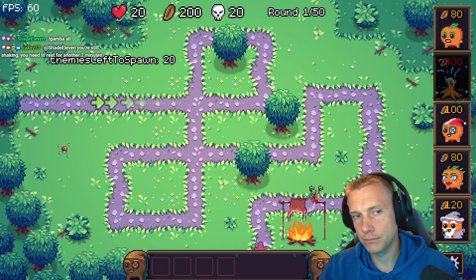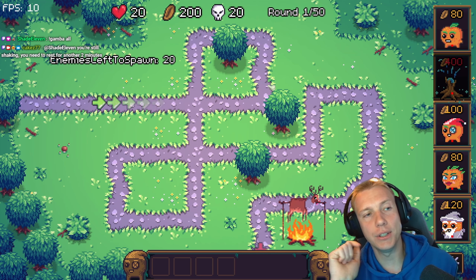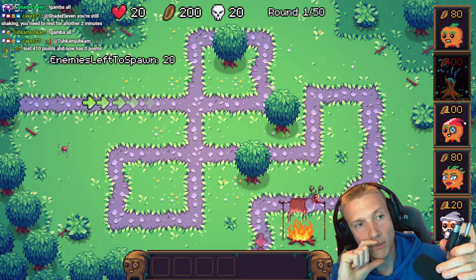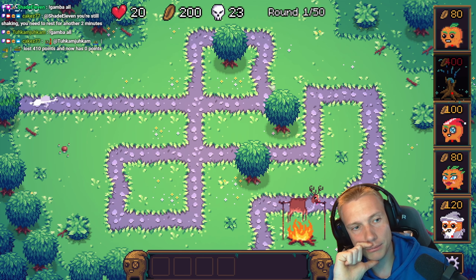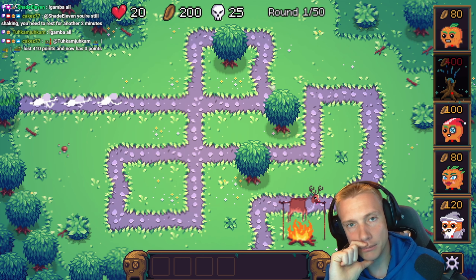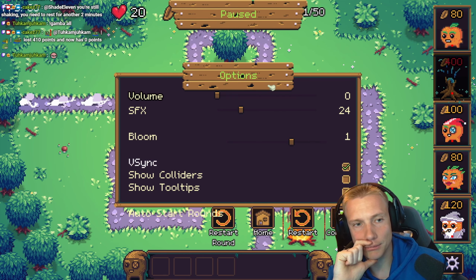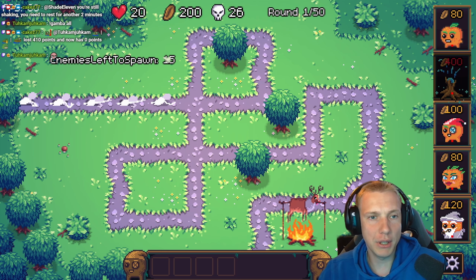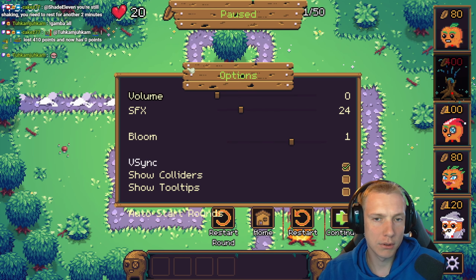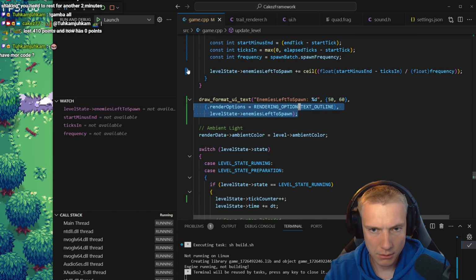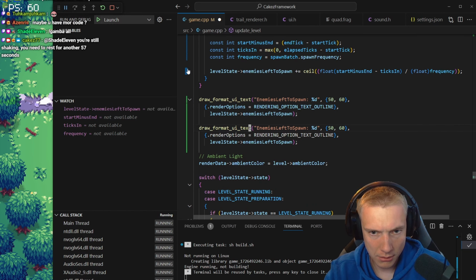That's 20 now. Okay, so then I still don't understand why it goes up every time it spawns a new enemy. Why does it go up? Because the value here is 15, 14. Enemies spawned.